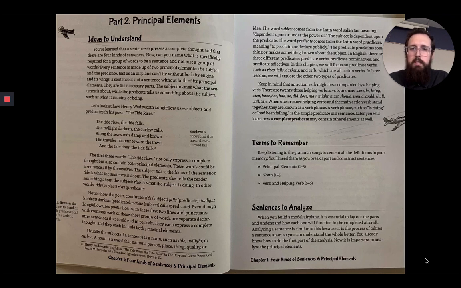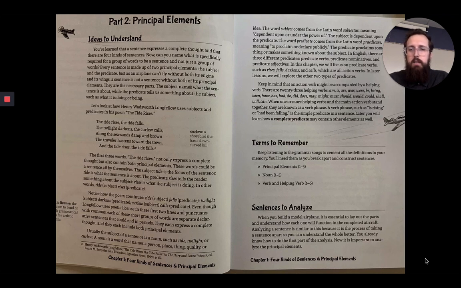The subject names what the sentence is about, while the predicate tells us something about the subject, such as what it is doing or being. Let's look at how Henry Wadsworth Longfellow uses subjects and predicates in his poem, The Tide Rises.